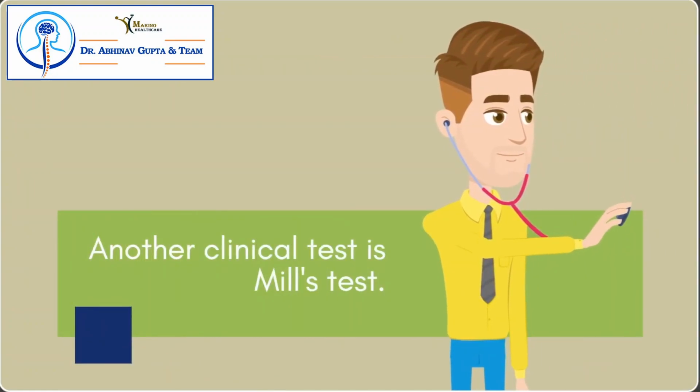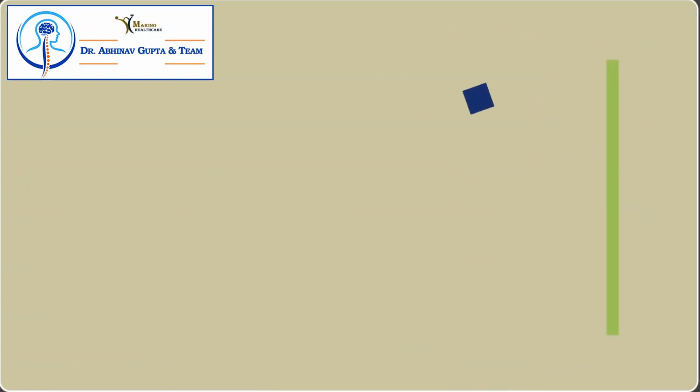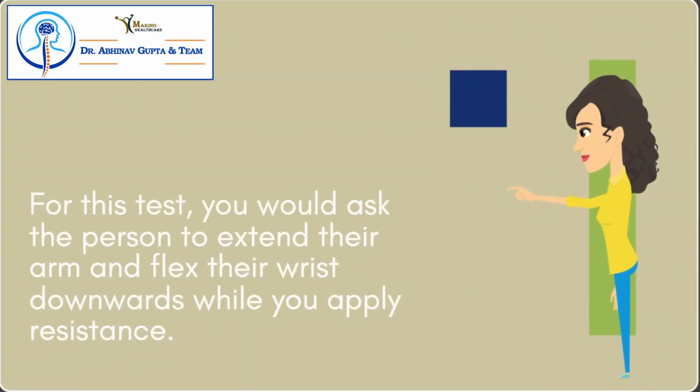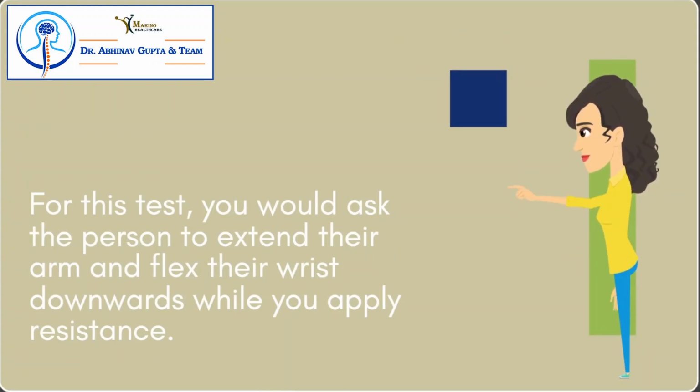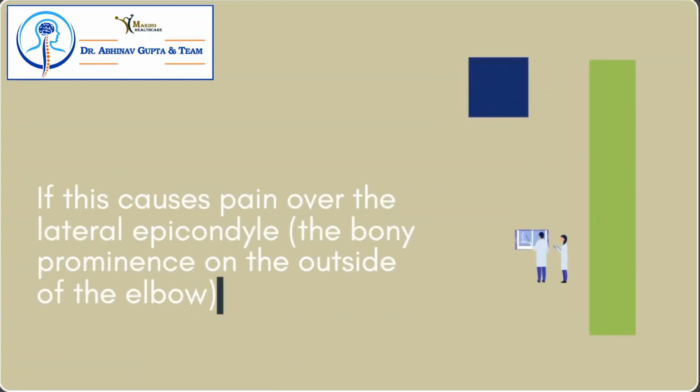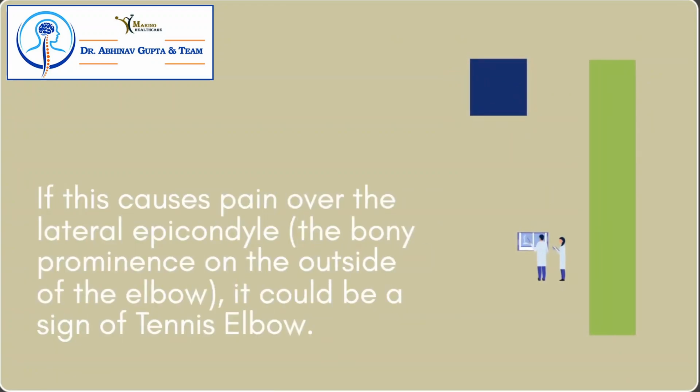Another clinical test is Mill's test. For this test, you would ask the person to extend their arm and flex their wrist downwards while you apply resistance. If this causes pain over the lateral epicondyle, the bony prominence on the outside of the elbow, it could be a sign of tennis elbow.